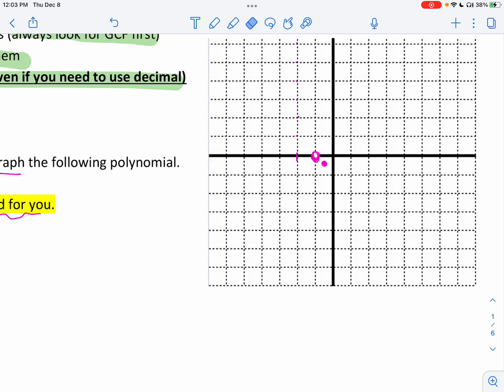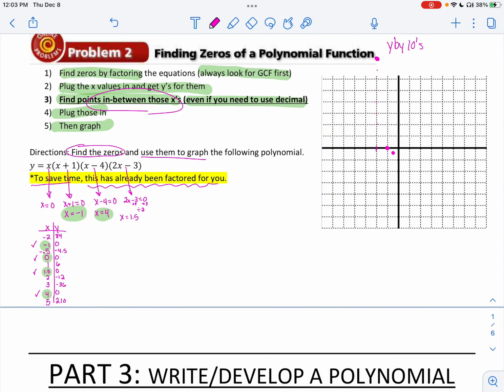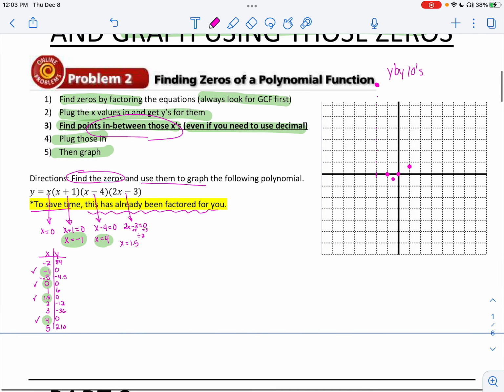Okay, I'm going to clean up that dot because that was really an ugly one. There we go. 0, 0. That's easy to graph. 1, 6 won't be too bad. Remember, I'm counting by tens on my y-axis. 1.5 and 0. 2 and negative 12. Remember, you're counting by tens. Let's see. 3 and negative 36. So here's 3, 10, 20, 36. 4 and 0.